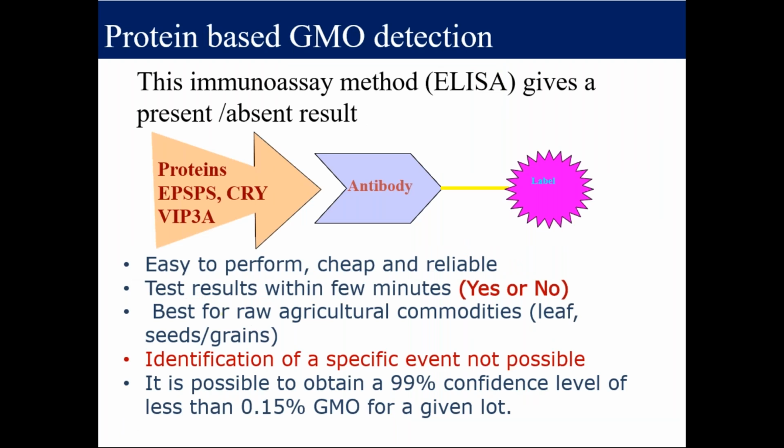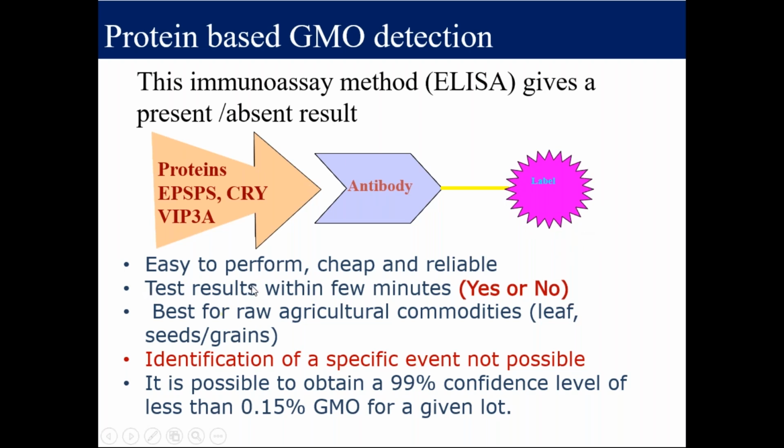So the protein-based assay is characterized by the antigen-antibody reaction. The proteins that are newly introduced are the CP4 EPSPS and the Cry1A genes, or VIP3A, which is also for insect tolerance. So antibodies have been raised to these proteins. Monoclonal antibodies have been produced. And you know that an antibody-antigen reaction is like a lock and key mechanism, where one key will fit the lock. So if the antibody is tagged with a label which gives a color or a fluorescence, this reaction can be carried out.